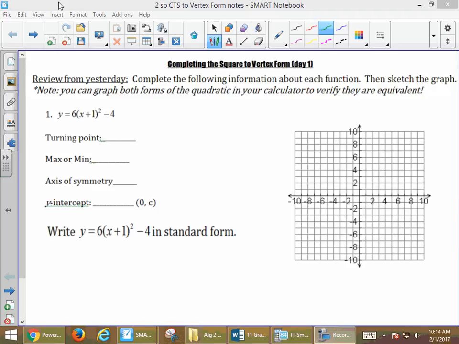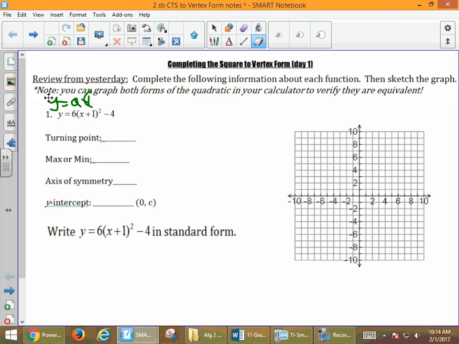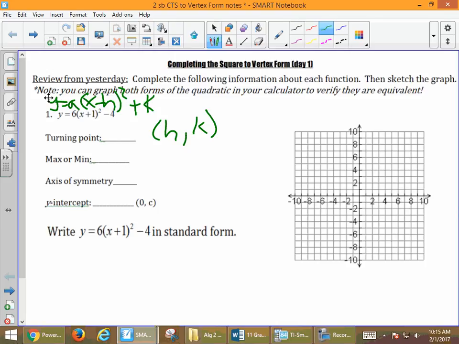Oscar. So we know that the vertex form of a quadratic is y equals a(x minus h) squared plus k. And so we know that our turning point is (h, k). So we can look at the h and the k from our vertex form and find the turning point. But the thing we have to remember is that it's a negative h, so we always have to flip the sign for our h. So what's our turning point for this equation going to be then?